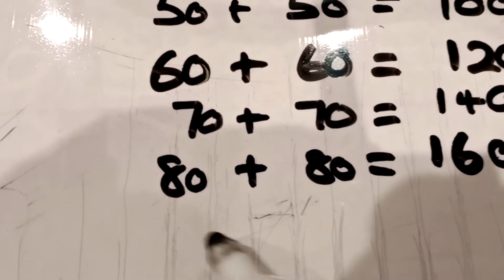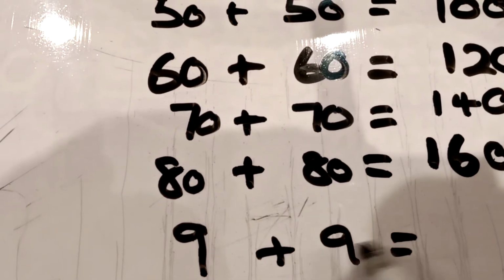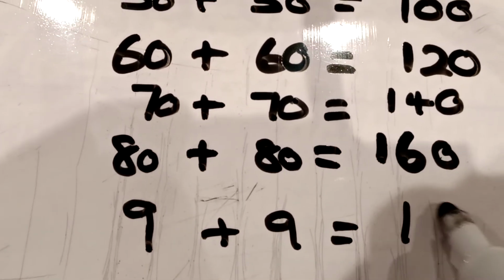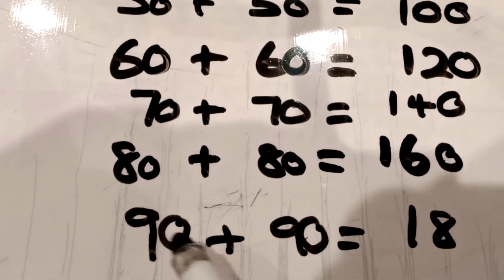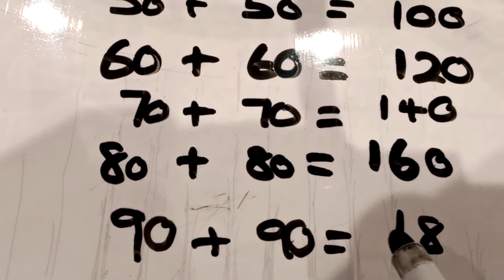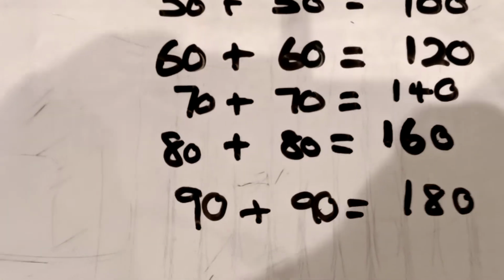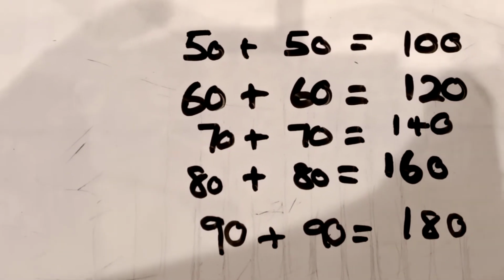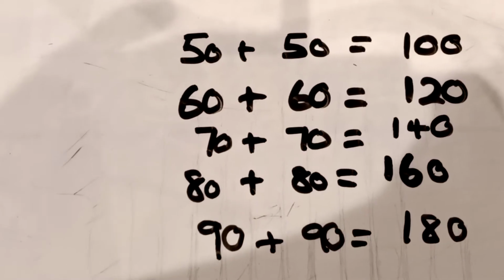And finally, we'll go for 9 add 9, I know that, 9 add 9 is 18. So what would 90 add 90 be? Let's make it 10 times bigger, so it would be 180, okay? So we've revised doubles, and we've also up-leveled it to make it 10 times bigger to tens doubled. Okay, well done.